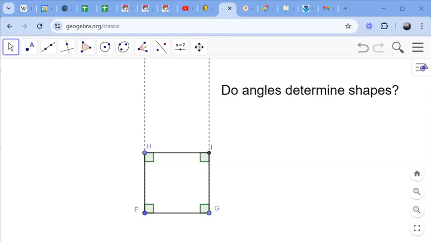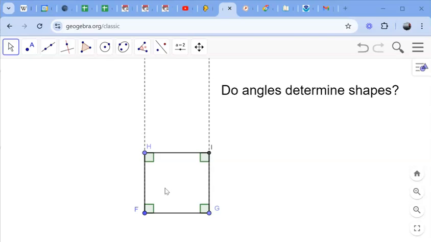This will be a little bit more of a conceptual video. We'll definitely have plenty of time to think about working explicit problems, but I wanted to introduce the idea of similarity theorems by being a little more general, and the idea is, do angles determine shapes? That's the slogan. More explicitly, if I know every single angle in a polygon, does that completely determine its shape?